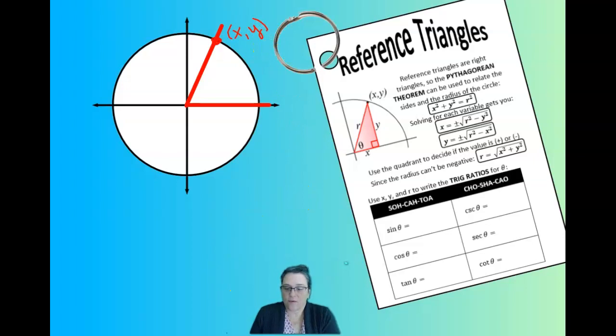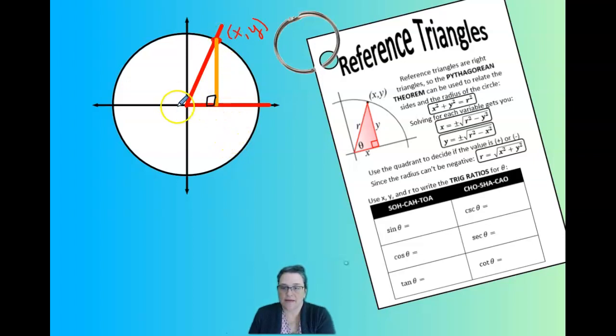Now, if I form a right triangle using that point, I'm going to take my line segment and go from that point of intersection with the circle at x, y and drop a perpendicular line straight down to the x-axis. Now I've formed a right triangle within my circle. So this, because it was perpendicular, is my right angle.